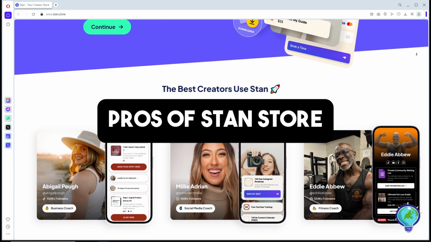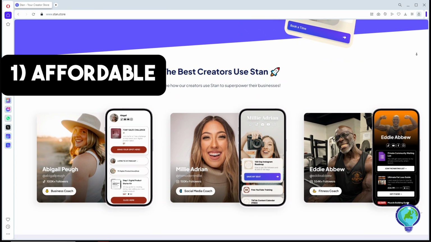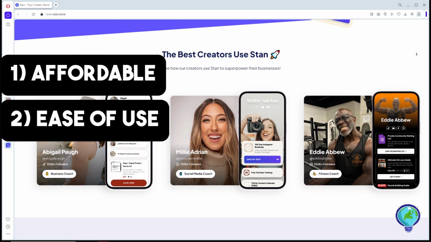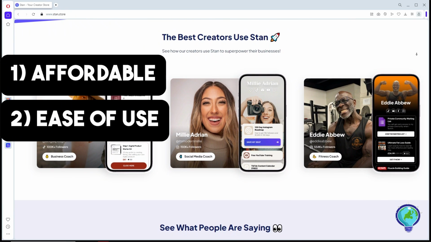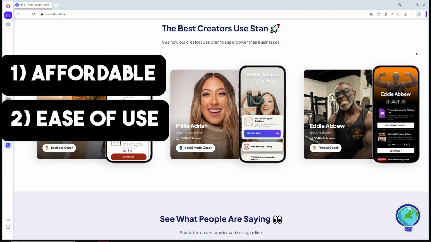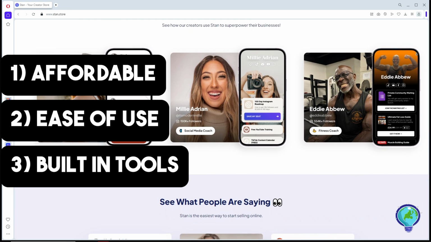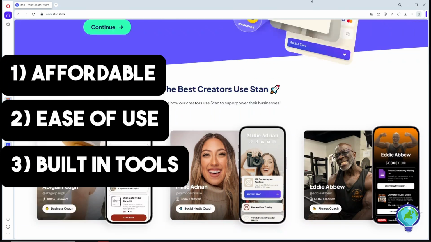So now let's discuss the three pros of StanStore. So first one is affordable. So it has a lower cost and it is perfect for those selling digital products or membership. And next one will be ease of use. So it has a simple setup and user-friendly interface tailored for digital sales. And next up is built-in tools. So it includes features for managing digital products and memberships without extra cost.